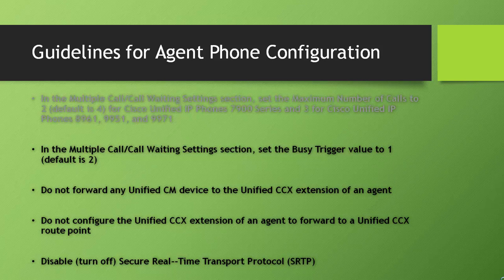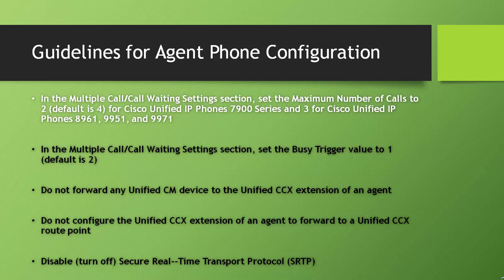The first one is, when you configure the IPCC extension, or the Unified CCX extension, on the resource phone, you can see at the end of the line or DN page a section called multiple call or call waiting settings. Under that, you would see the maximum number of calls. By default, it's set to 4. But when you configure that line for the IPCC extension, make sure you set the maximum number of calls to 2.